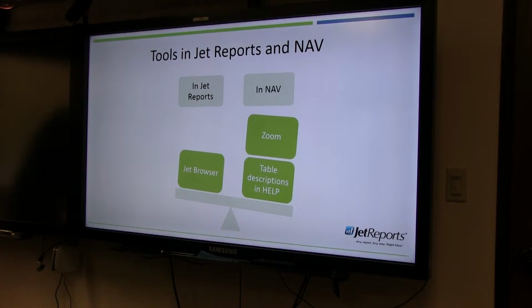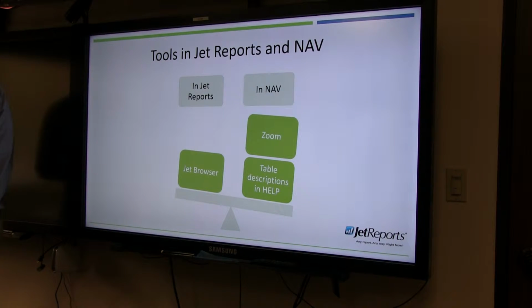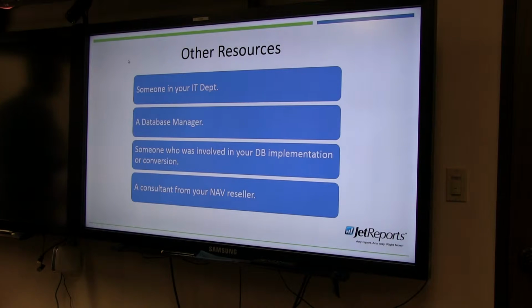I showed you that we could use our Jet browser to find information, or we can go into Nav and use Zoom or Table or the control function Alt F1 to pull up About This Page, and it'll tell you which table it is, what descriptor, what fields it's using. But if you really can't find it, go talk to somebody in your IT department.